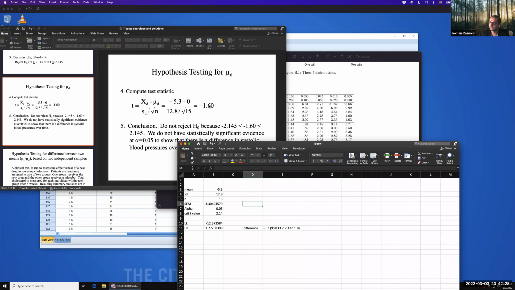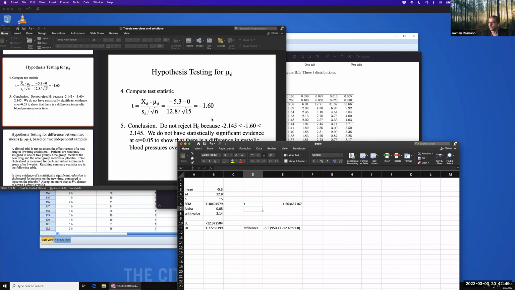If you now calculate the actual t, the t is calculated as minus 5.3 divided by our standard error of the mean. And this is here 1.604.